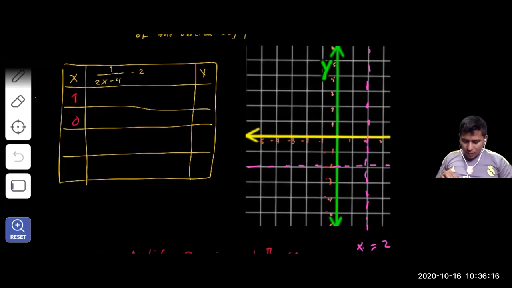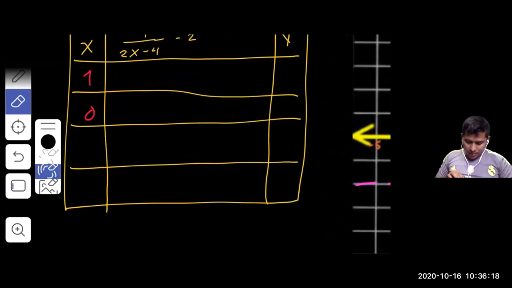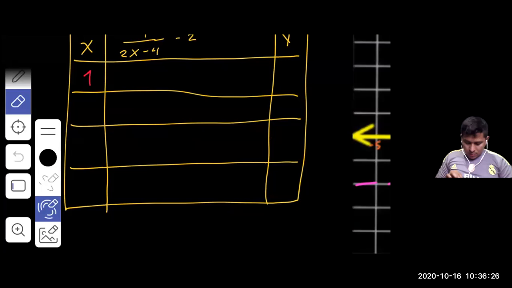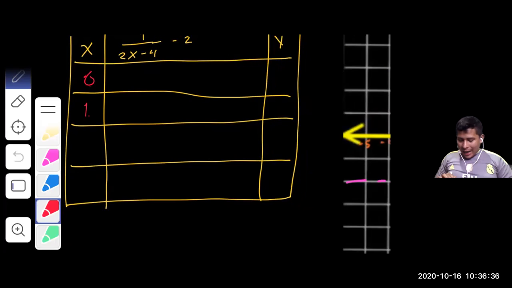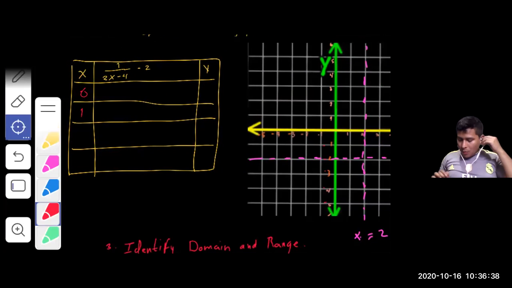I'm going to put 0 and 1. I'm going to change this order. Okay, it's 1 and 0. Let me erase this. Okay, 1 is first and 0. It doesn't matter the order, but I just want it to look good. Okay, 1 and 0.